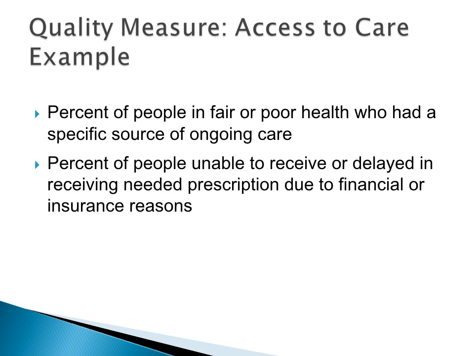Here's a couple of access to care measures: the percent of people in fair or poor health who have a specific source of ongoing care. What this means is that when you ask people what their health is, and then later you ask them, do you have a primary care provider or a healthcare home, and they say their health is poor or fair, and then they answer no to healthcare home, that means they're in poor health without a healthcare home, so they have limited access to care. And the percentage of people unable to receive or delayed in receiving prescriptions due to financial or insurance reasons.